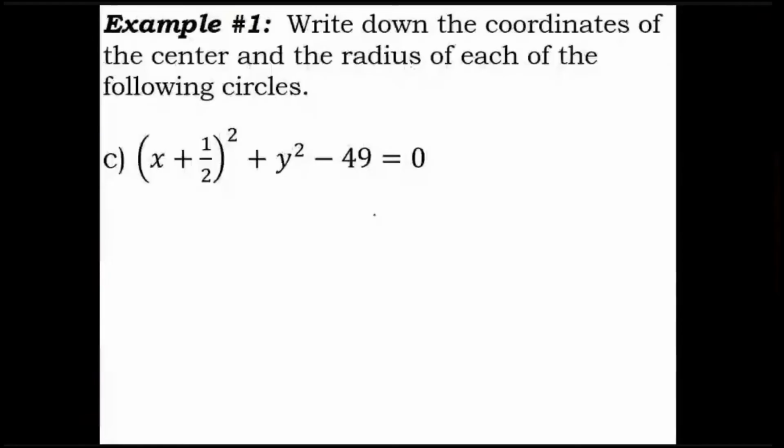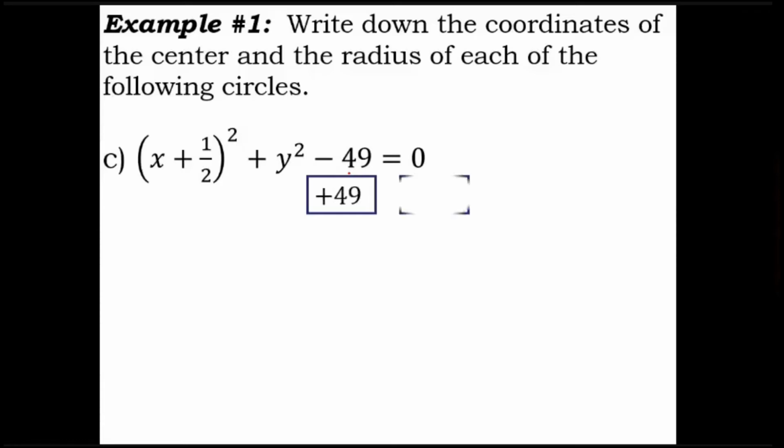Lastly, letter C, we have the given the square of x and 1/2 and the square of y minus 49 is equal to 0. I noticed that there is a constant on the left-hand side of my equation, wherein the standard form has no constant on the left-hand side of its equation. So that tells me that I need to eliminate my constant here by adding the zero pair.